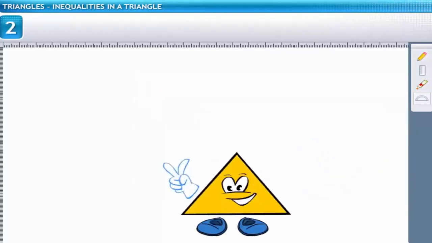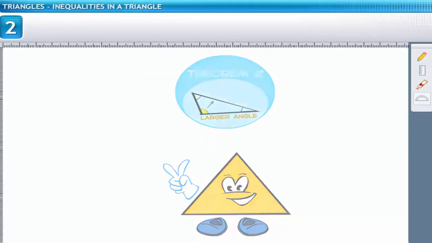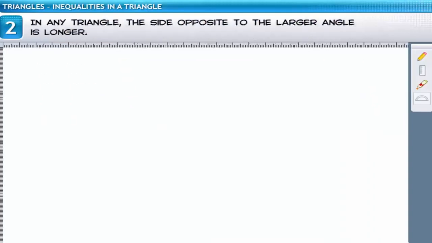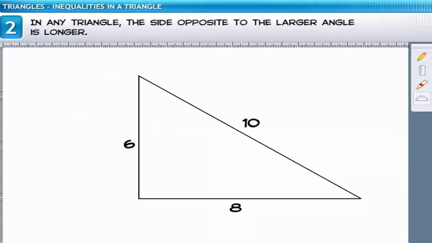Now, let's verify the second theorem. The theorem says that in any triangle, the side opposite to the larger angle is longer. Now, let's verify this theorem using the first triangle. The greatest angle in this triangle is 90 degrees. You can verify that the side opposite to the greatest angle is the 10-unit stick, which is the longest stick among the three sticks. As an exercise, you can verify this with other triangles also. The second theorem is the converse of the first theorem.